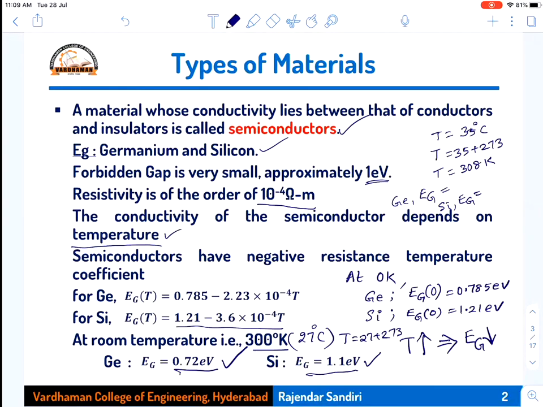Okay. Exactly correct, 0.7163 electron volts is correct.